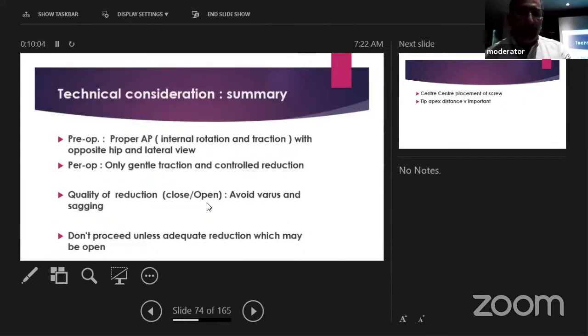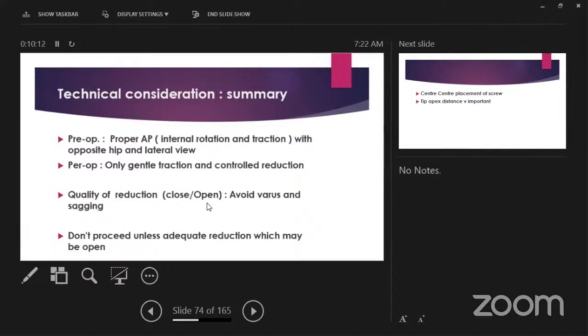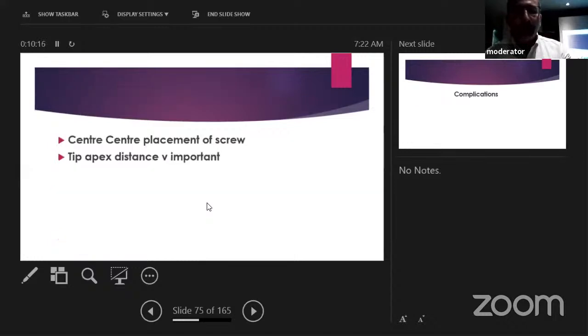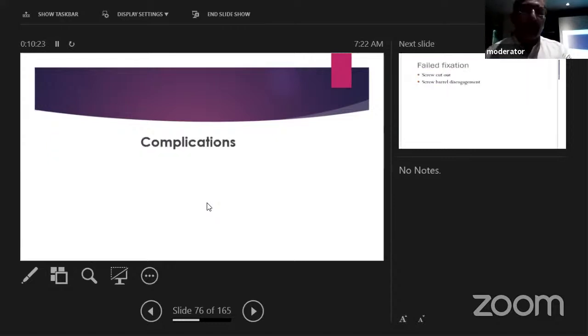So in summary, pre-op proper x-ray, per-op only gentle and controlled reduction. Quality reduction, of course, avoiding any varus and sagging. Don't proceed unless there is adequate reduction, which may be open. Center-center placement of the screw, and tip-apex distance is very important. Of course, everything is not rosy.